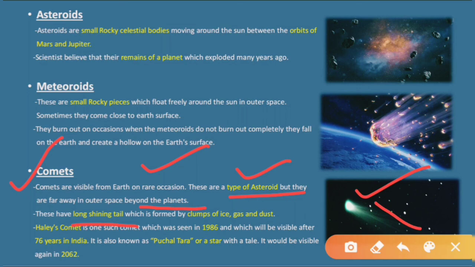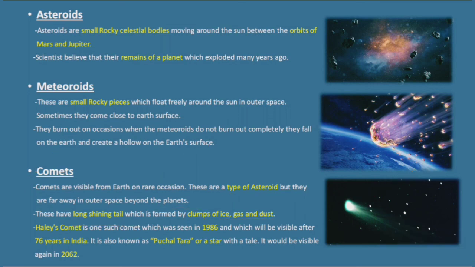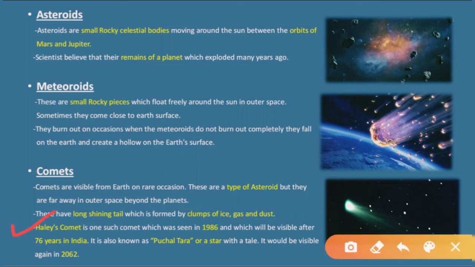Now how is this formed? This is formed by clumps of ice, gas and dust. Means it is the mixture of ice, gas and dust. Now the next is, Halley's comet is one such comet which was seen in 1986. In 1986 one comet was actually seen in the sky, and that comet was given the name Halley's comet.